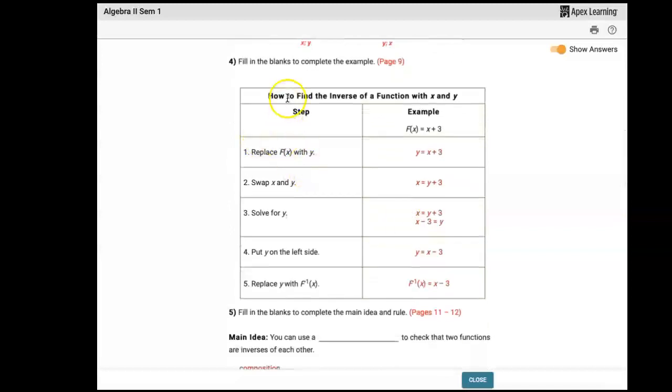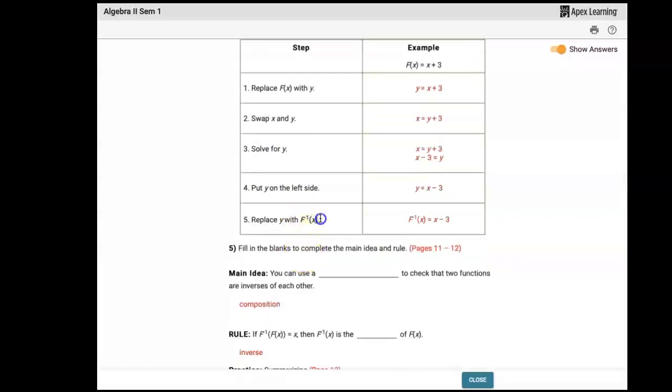All right, so here are the 5 steps to finding the inverse of a function using x and y. Okay, so again, you're going to replace f of x with y. So we replaced there, we swapped our x and our y values, right? Then we solve for y. So subtracting 3 from both sides, get y by itself. All right, then we want to put y on the left-hand side for formality reasons. So y is equal to x minus 3, and then we replace our y with our inverse function notation, f to the negative 1.